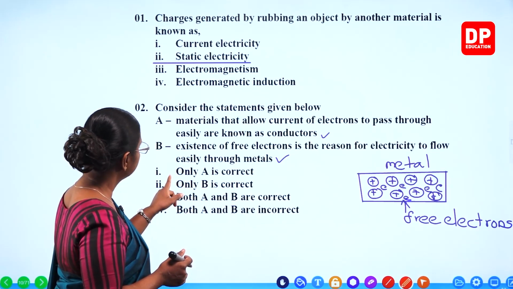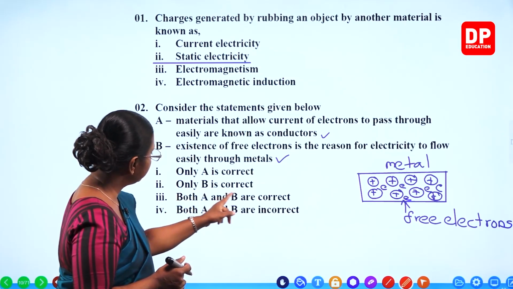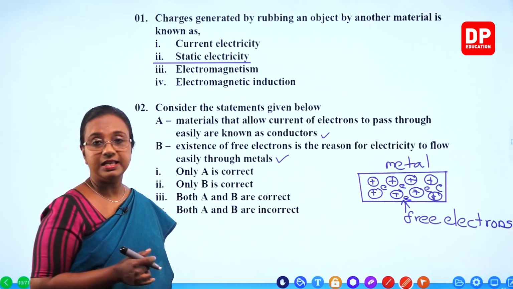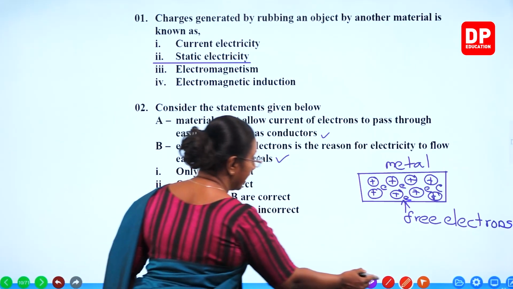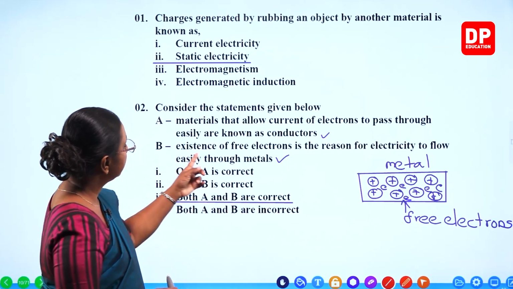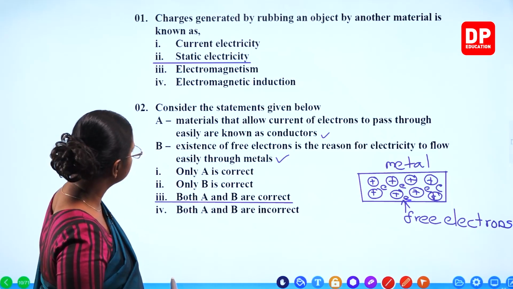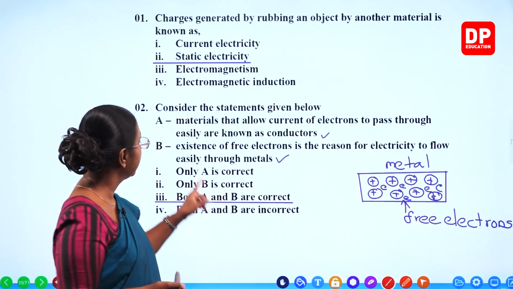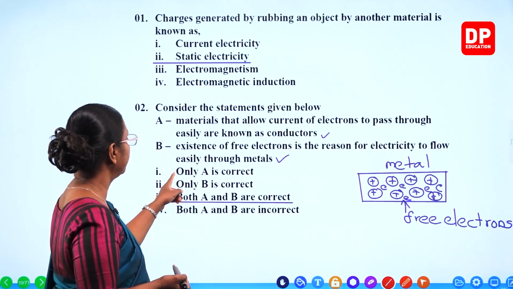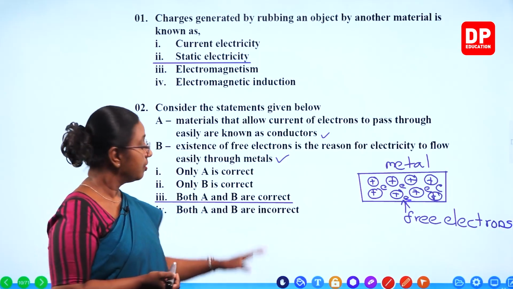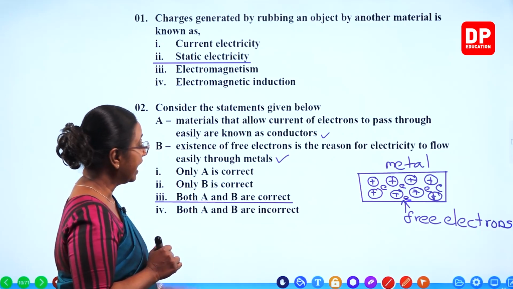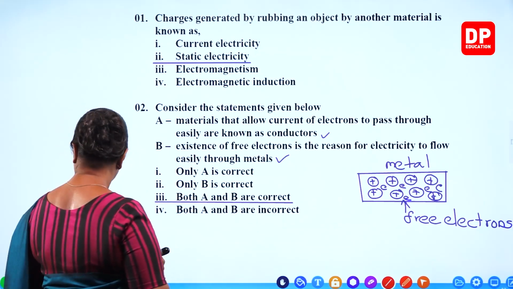So the answers: only A is correct, only B is correct, both A and B are correct, both A and B are incorrect. So it is the third answer, both A and B are correct. Materials that allow current of electrons to pass through easily are known as conductors, and existence of free electrons is the reason for electricity to flow easily through metals. Both the statements are correct. So with that, we will move on to the next question.